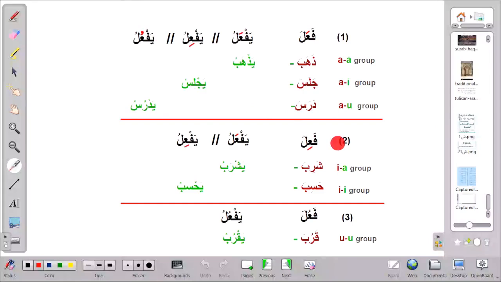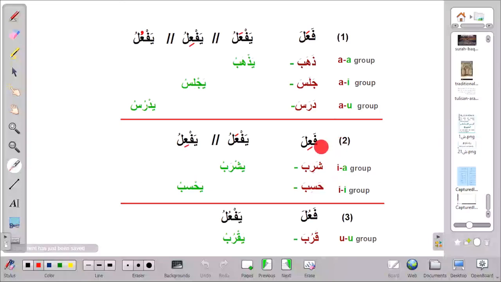Now, for verbs that have the middle having kesra. The first one, you can see number one, is for verbs that have fatha, fatha, fatha: zahaba, jalasa, darasa, ketaba. But here, this number two is for verbs which have kesra in the middle. As we said, there are three possibilities: the ain could have fatha or kesra or dhamma. So the second one, we're looking at the verbs that have the middle being kesra. For example, shariba. It's not sharaba, shariba. Hasiba. You see, hasiba.